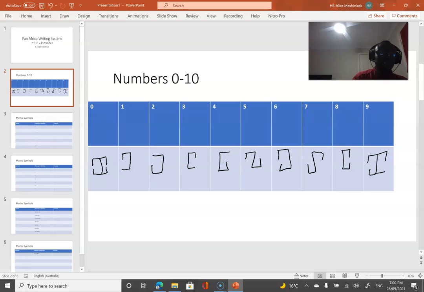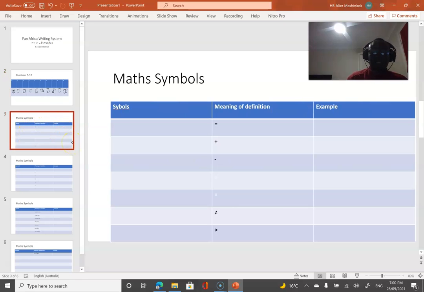So now we continue on. If you can see the rhythm of the Pan-African writing system for numbers, you can see that the symbolic numbers are actually very straightforward. Now we are going to symbols of, let's say, equal, minus, division, all of those symbols for the good math.